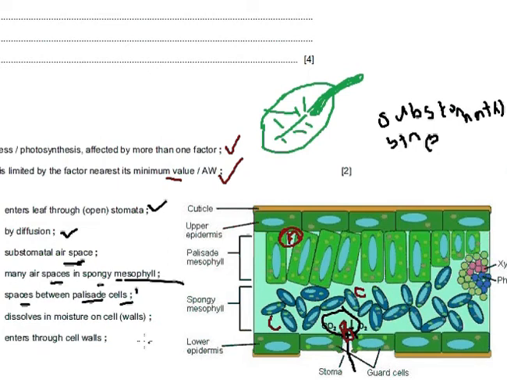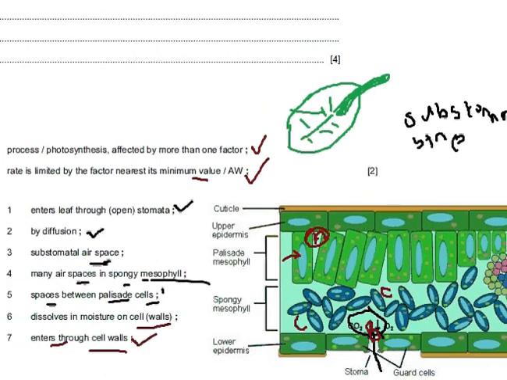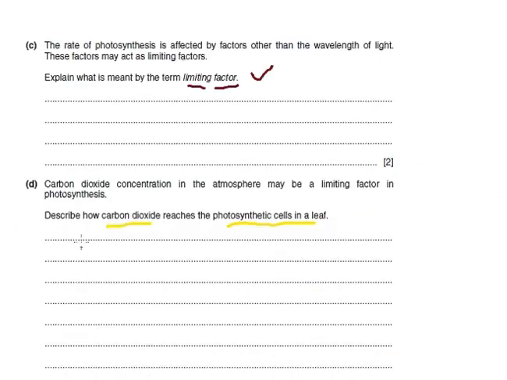And then it dissolves in moisture on the cell walls, and then it enters the cells through the cell wall. Okay, so that's how it goes. And I hope that answered our question, how carbon dioxide reaches the photosynthetic cell in a leaf.